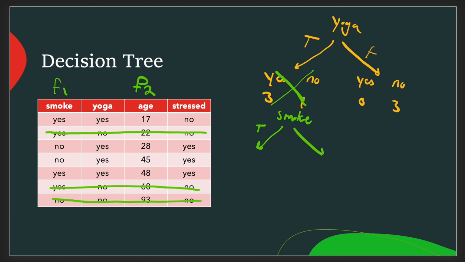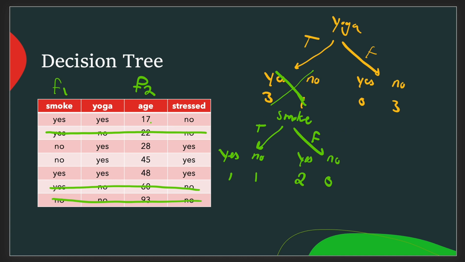True, false, right? So this person doesn't smoke and is not stressed. So I'm just going to go yes, no, yes, no. So this person does smoke but is not stressed. And this person doesn't smoke and is stressed. So it's 1, 1. And this person doesn't smoke and this person doesn't smoke, but they're both stressed. So 2 goes here, 0 goes here. You can repeat the same calculation for age, right?